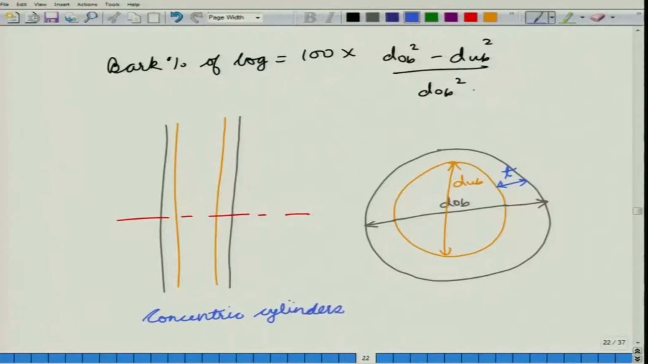If it were some other form, we would just have to multiply it by the form factor. So, now if we consider this situation, what is the volume over bark? Volume over bark is given by pi by 4 d over bark square multiplied by the height. So, it is this volume.